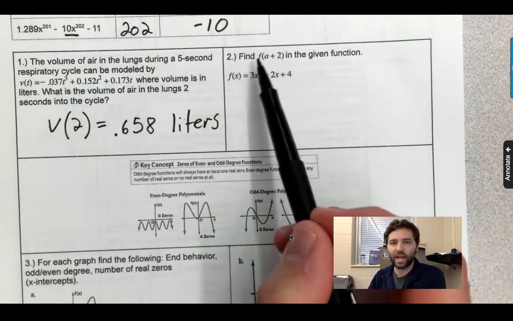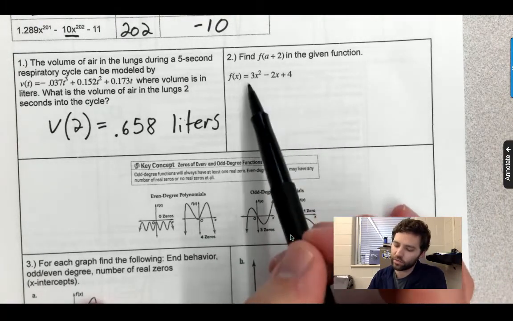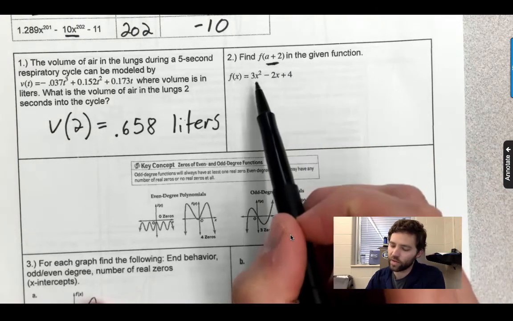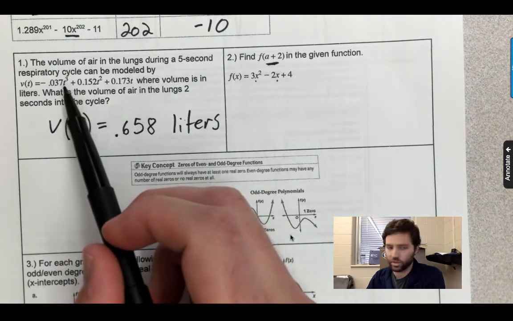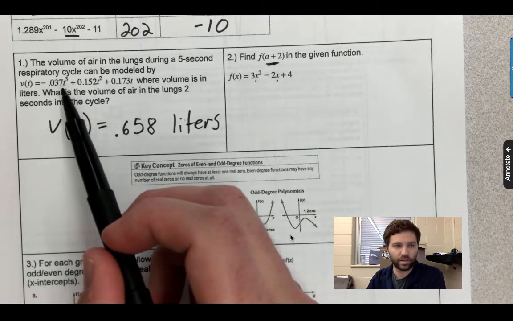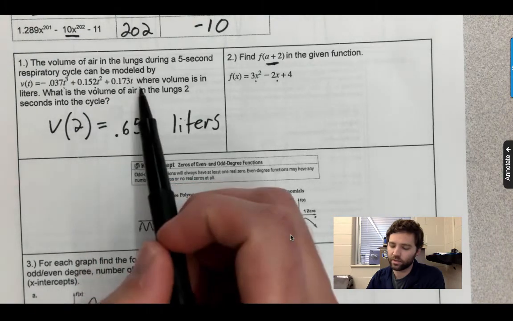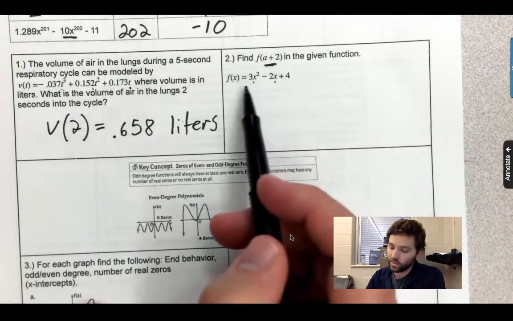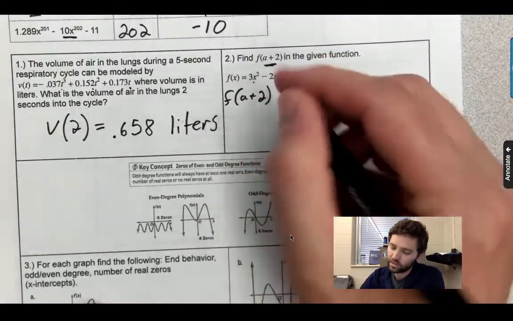Number 2, find f of a plus 2 given this function here. So remember how function notation works. Whatever we plug in for f, whatever we're trying to find, is going to go everywhere there is an x in the function, just like we did over here. I didn't show it in Desmos, but v of 2 would just be putting in 2 here, 2 here, 2 here, and then computing what that answer is. So for this one, we're going to write f of a plus 2, and I want to write it out explicitly here.